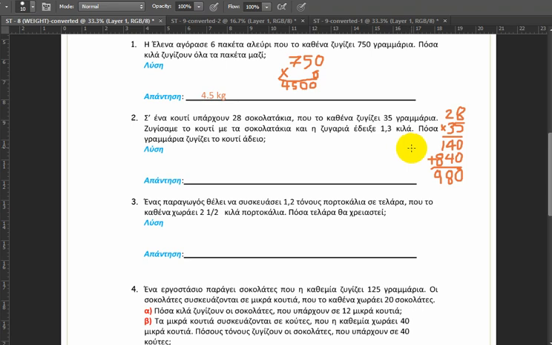Altogether, the box and the chocolates is 1.3 kilograms, which is 1,300 grams. So I need to find the difference between 1,300 and 980. So I would do the vertical subtraction, 1,300 minus 980, and what I would find is 320 grams.